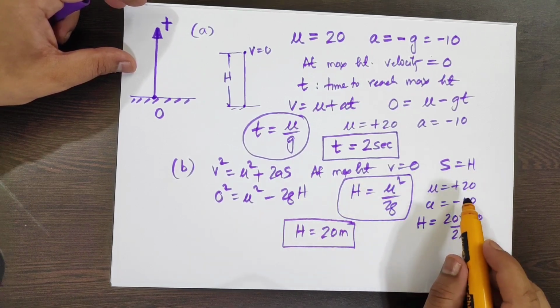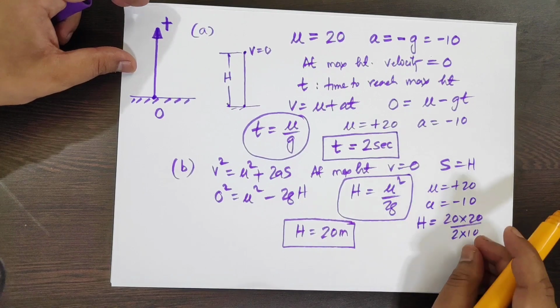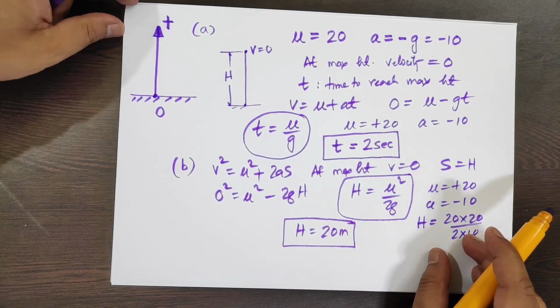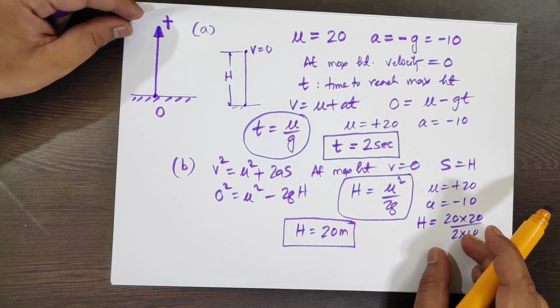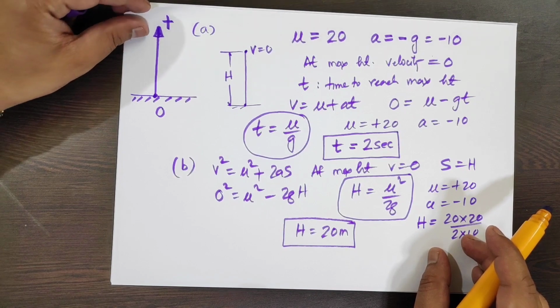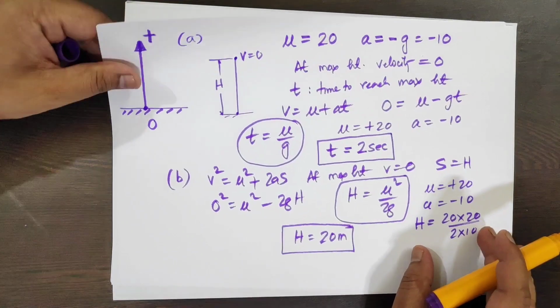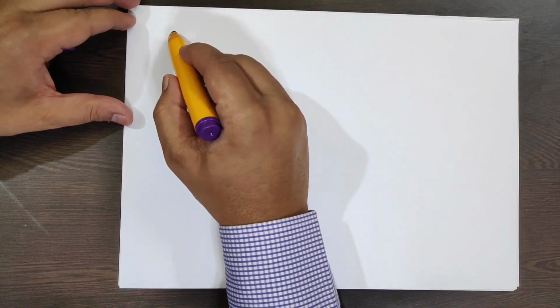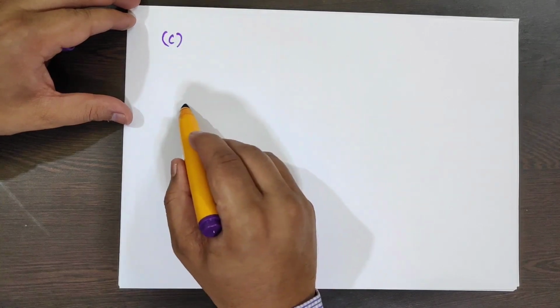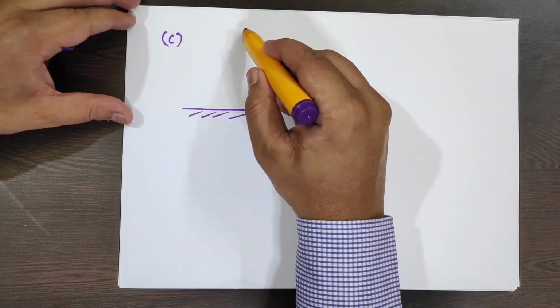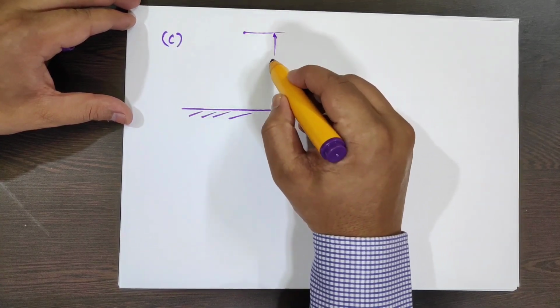U square by 2g, right? 400 by 20 means 20 meter. Okay. Now next, time at which it reaches half of maximum height. Now see, obviously time at which it is half of maximum height, there will be two values of time.